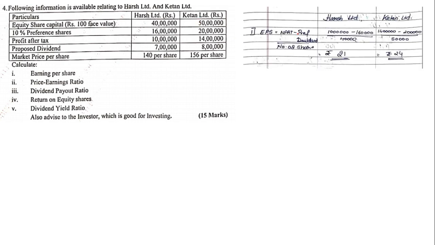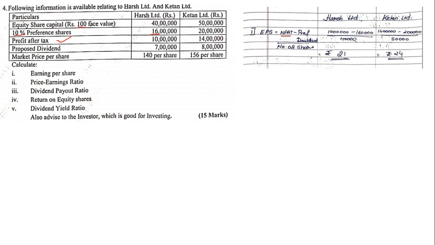So we'll note down the earning per share formula: net profit after tax minus preference dividend, upon the number of shares. Again we take 4 lakhs divided by the face value, and we'll get the number of shares. So net profit after tax was 10 lakhs minus preference dividend, 16 lakh's 10%, which is 1 lakh 60, divided by the number of shares, 40 lakhs divided by 100, which is 40,000. So you divide, you get the rate as 21.